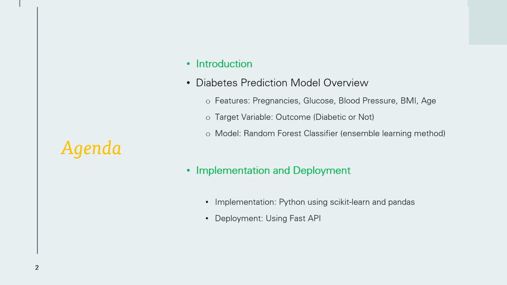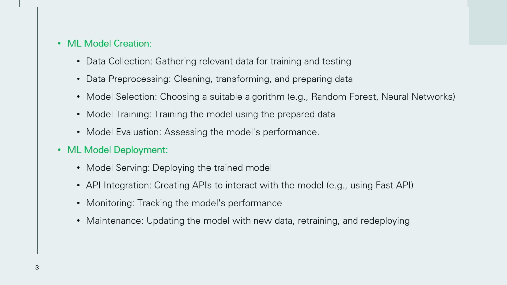For creation of the model, we would use a random forest classifier, and for the implementation of this model, we would use libraries like scikit-learn and pandas. And for deployment purpose, we use FastAPI. So let's go to how we can do this.